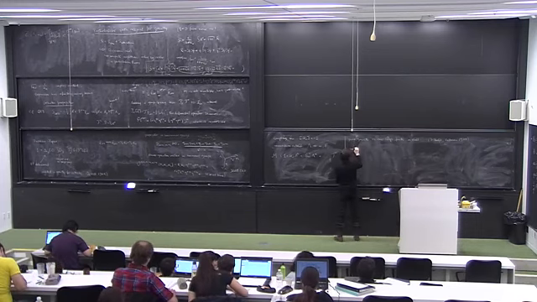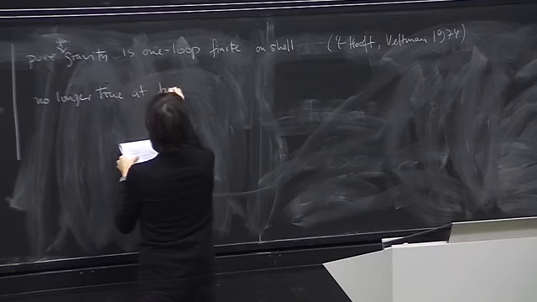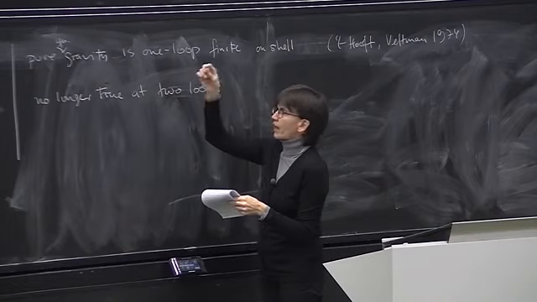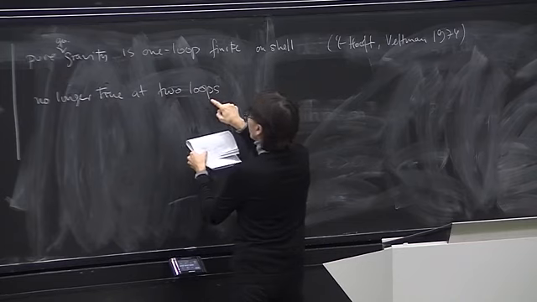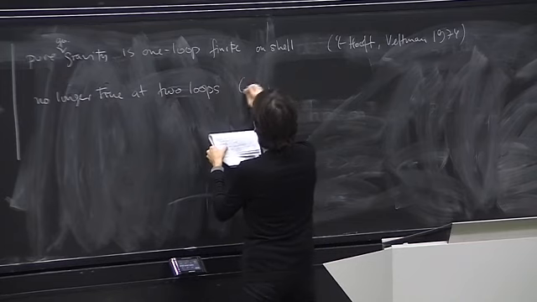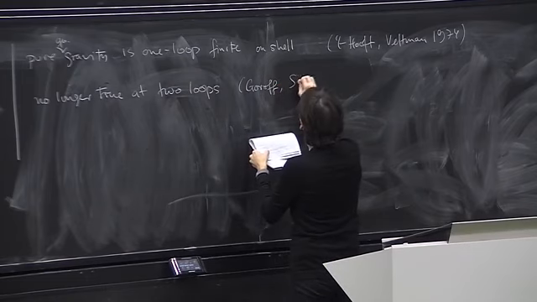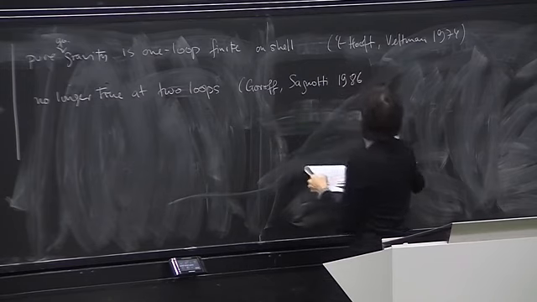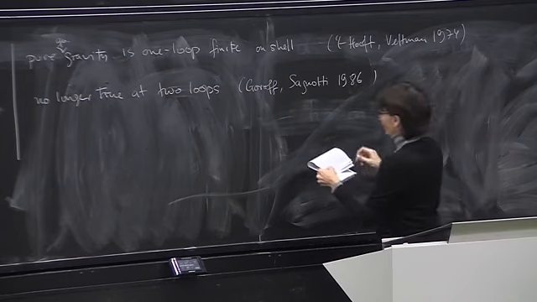So this is no longer true at two loops for pure gravity. And it's also no longer true if, say, I couple scalar matter. So this is the statement I'm making here for pure gravity: no longer true. And that is also a famous result by Goroff and Sagnotti from 1986. And you can already see it took quite some time to get to here.